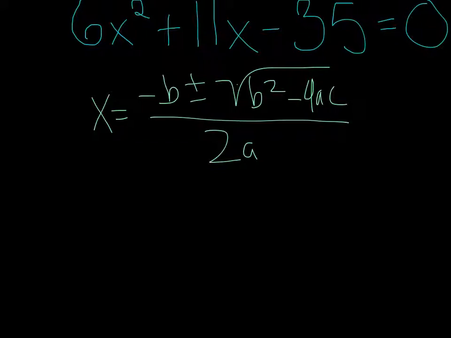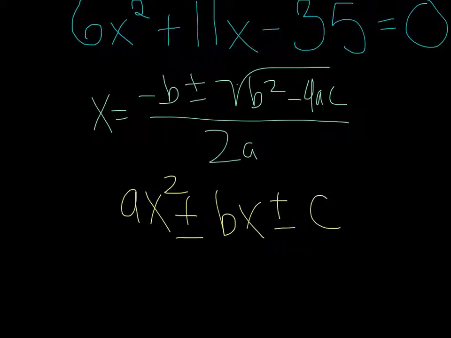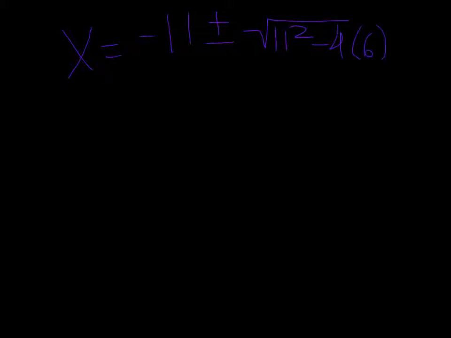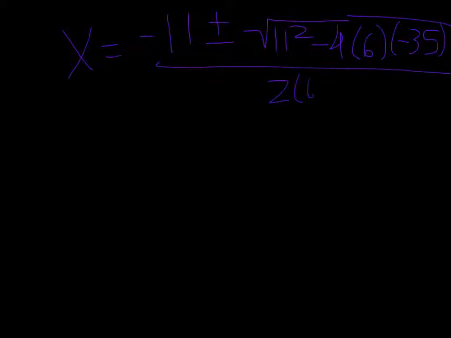The function 6x squared plus 11x minus 35 equals 0 is really similar to the one that is ax squared plus or minus bx plus or minus c. So you can just substitute the numbers in for the letters and put them into the quadratic equation. If I do that, I get x equals negative 11 plus or minus the square root of 11 squared minus 4 times 6 times negative 35 all over 2 times 6.